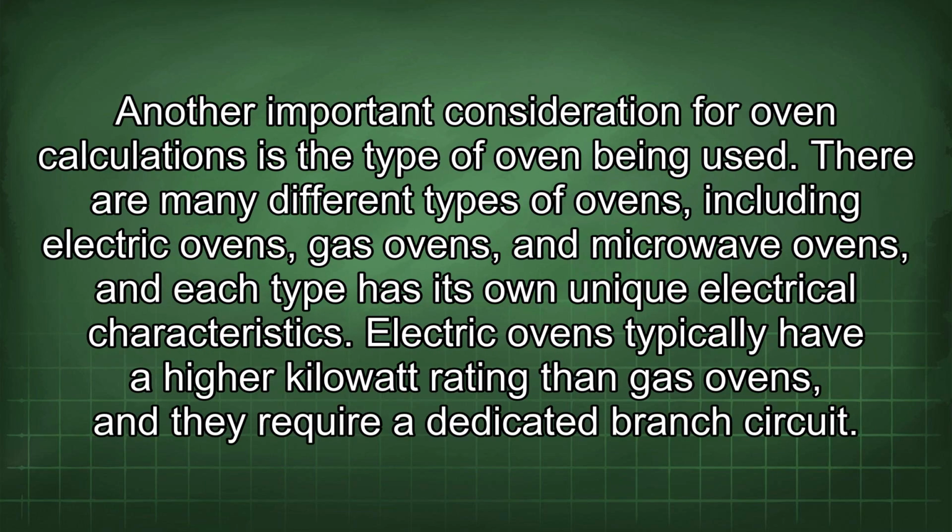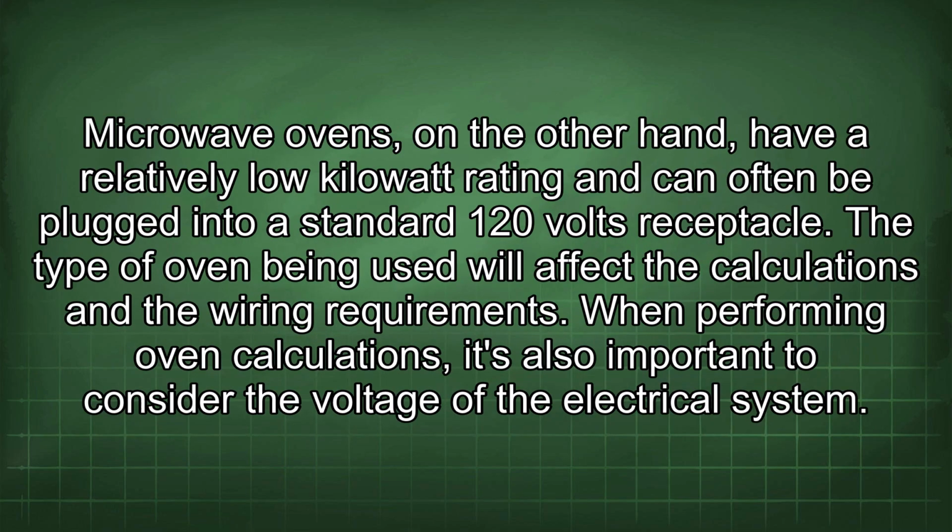Another important consideration for oven calculations is the type of oven being used. There are many different types of ovens, including electric ovens, gas ovens, and microwave ovens, and each type has its own unique electrical characteristics. Electric ovens typically have a higher kilowatt rating than gas ovens, and they require a dedicated branch circuit. Microwave ovens, on the other hand, have a relatively low kilowatt rating and can often be plugged into a standard 120 volt receptacle. The type of oven being used will affect the calculations and the wiring requirements.